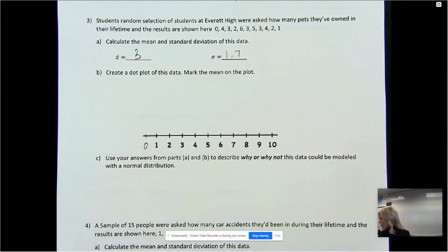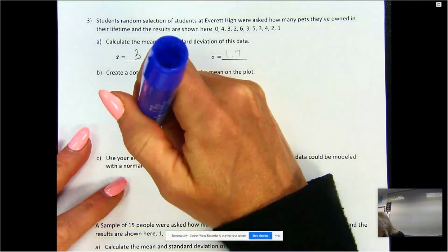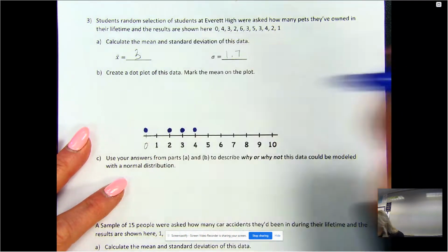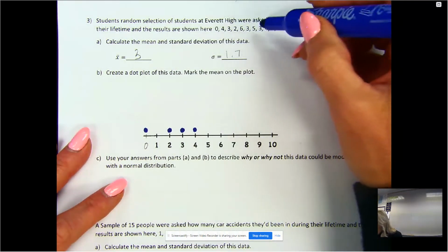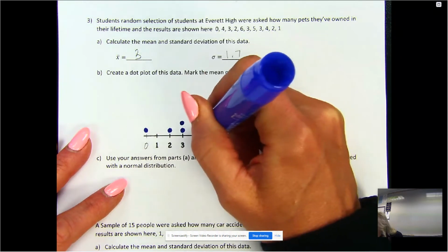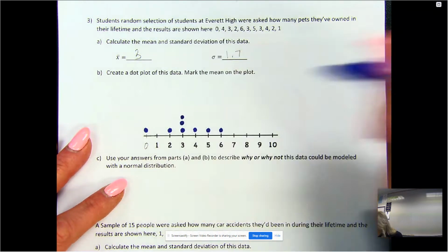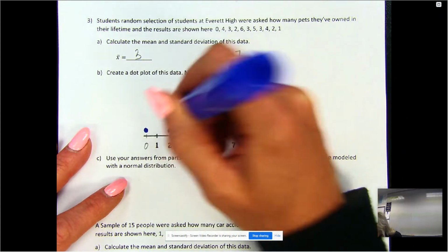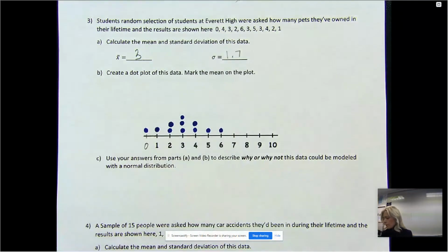Okay. So I love using a marker for a dot plot because it makes the right size of dot. So 0, 4, 3, 2, and then 6, 3, 5, 3, and then 4, 2, 1.